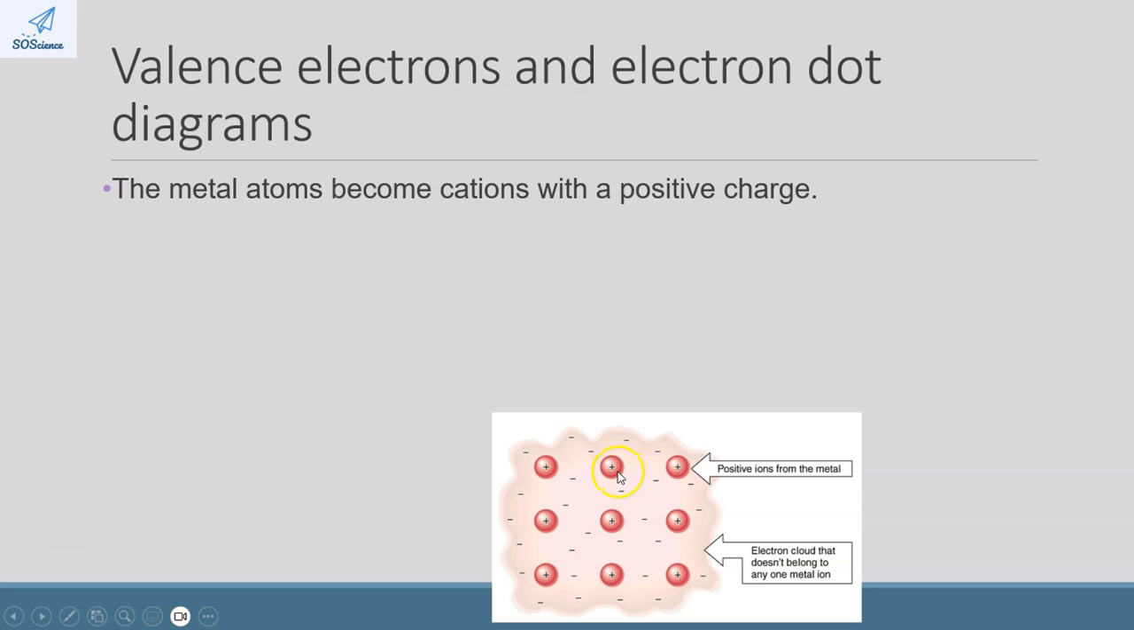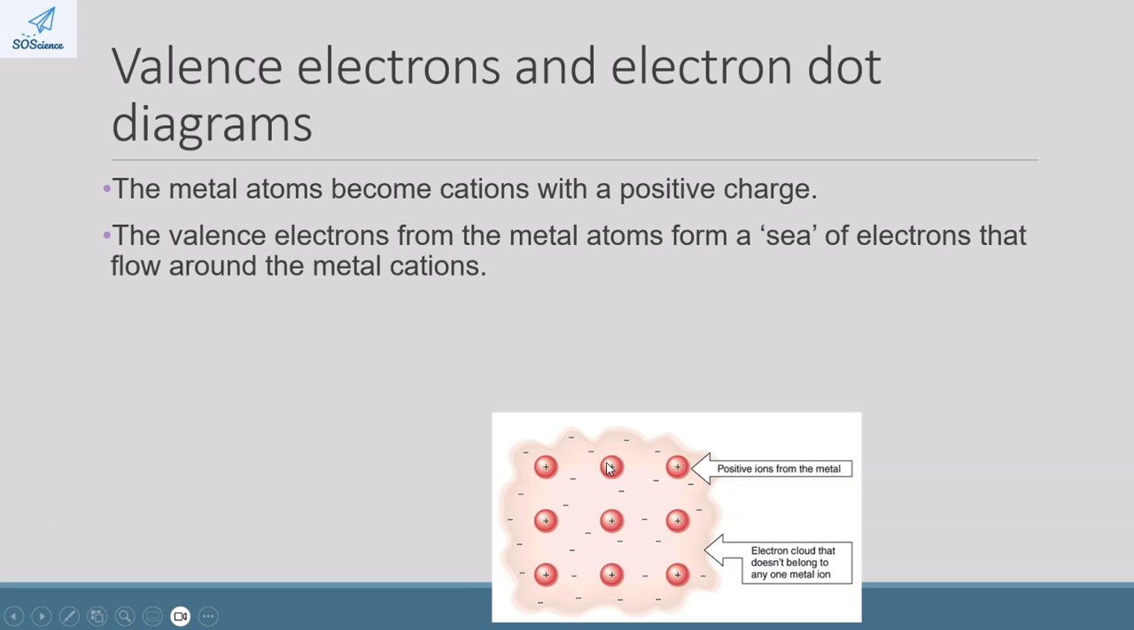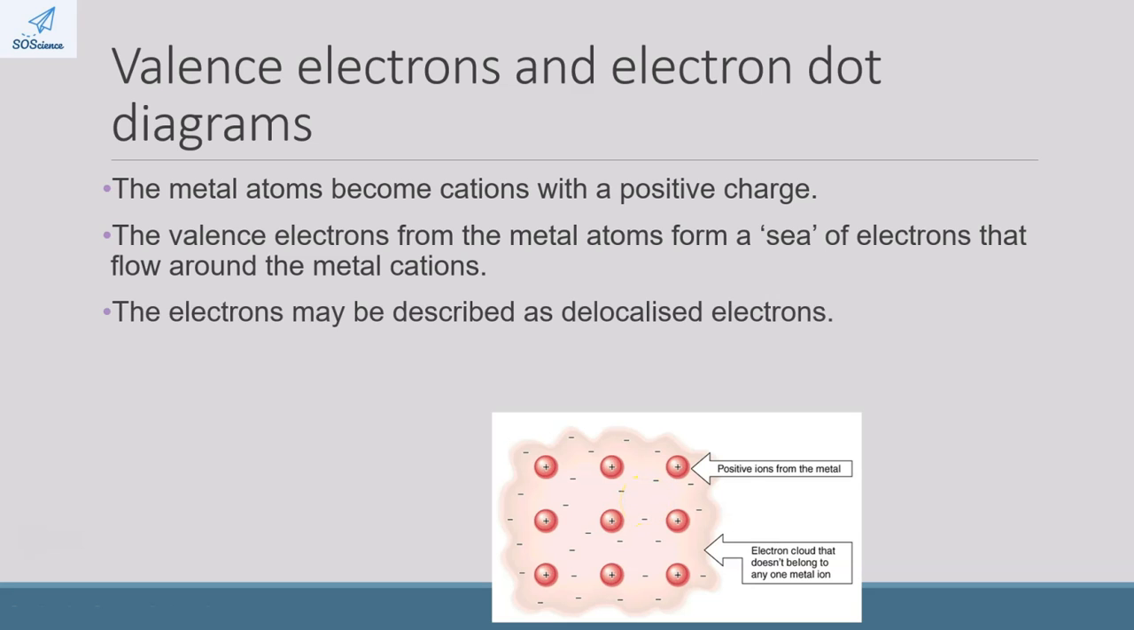So the metal cation becomes positively charged, and the valence electrons turn into a sea of electrons that flow around all these metal cations, not quite sure who they originally belong to. They kind of now belong equally to every positive cation that they pass. So we describe these electrons as delocalized electrons. They've lost their home and they're just floating around freely.